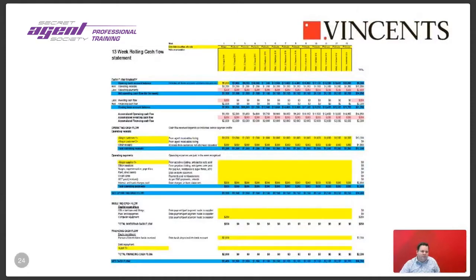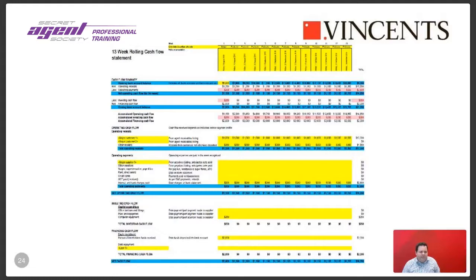So you can see across the top in the yellow, that's the list of the weeks for a 13-week period. Then what you would do, if you look down the page on the left, is list your expected receipts and when they're expected to fall. And then the next section down is your operating payments, when they're expected to fall across the page. Now, what that will show is whether you've got surpluses or deficits each week.